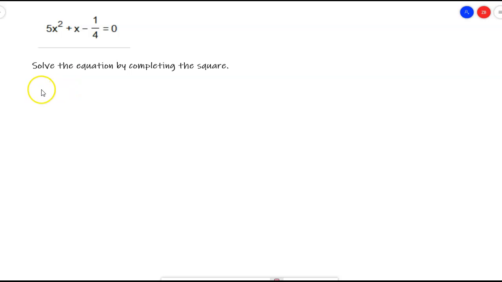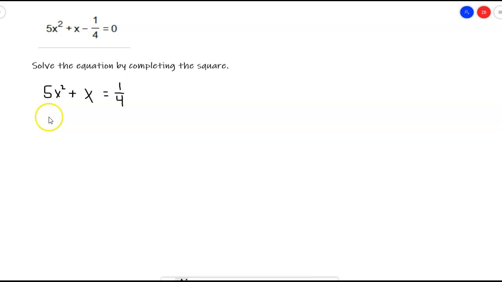So the first thing I want to do is get the x squared term and the x term on one side, and then I want to move the constant term to the other side. So we're going to have to add 1/4 to both sides. So I get this. And this will allow me to figure out what I need to do in order to complete the square. So the next thing I want to do is factor out any value that's in front of the x squared term.